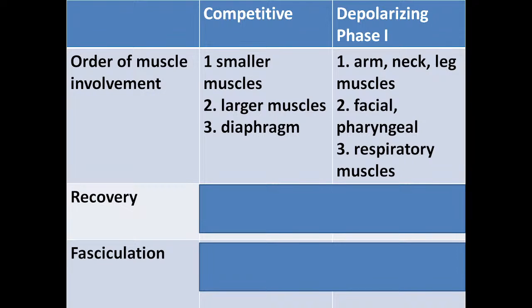Now, there is also a slight difference in the order of the muscles that are paralyzed, but for both of them, the respiratory muscles or the diaphragm are the last to be paralyzed and the first to recover. For the competitive blockers, it's usually from the small muscles to the large muscles, and the diaphragm is affected less. For depolarizing, it's a little mixed. You have the neck and leg and arm muscles first getting blocked, and then you have facial and pharyngeal muscles, and then lastly the respiratory muscle, and usually the recovery happens in the reverse direction.